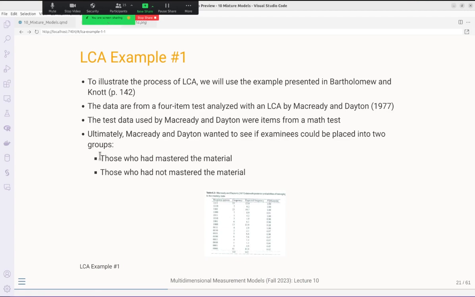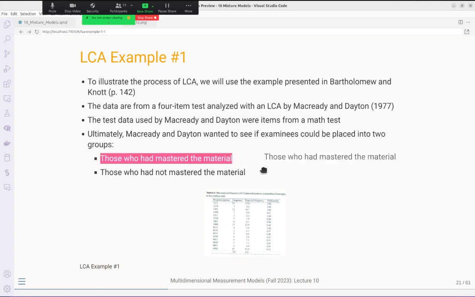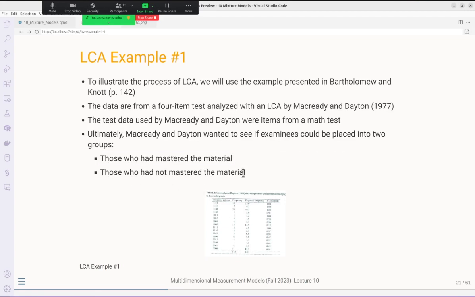They're looking for two groups of students. Those who had mastered the material, those who had not. This is a little bit backwards from our previous approach of the exploratory process, but this is the paper that they started with. By the way, I would argue that this paper was probably the very first diagnostic model paper that was published, because this idea of mastery versus not started the whole new set of literature that became what we talk about with diagnostic models now.